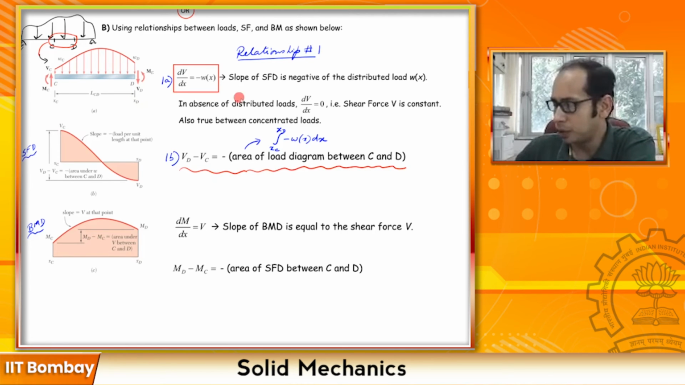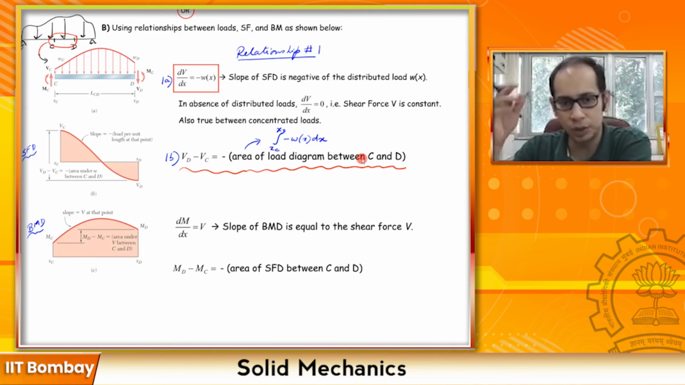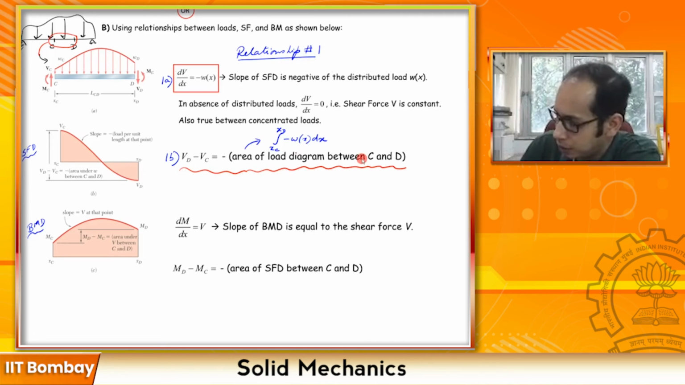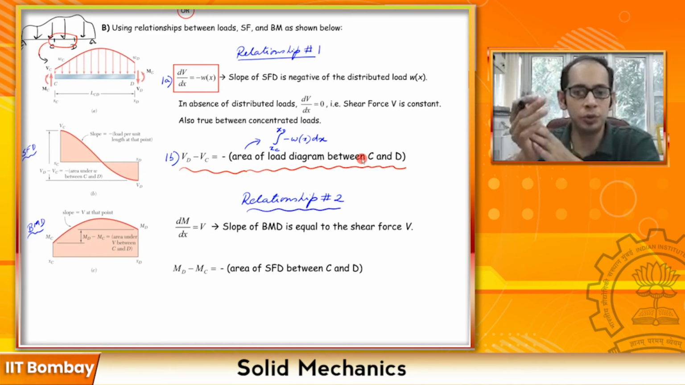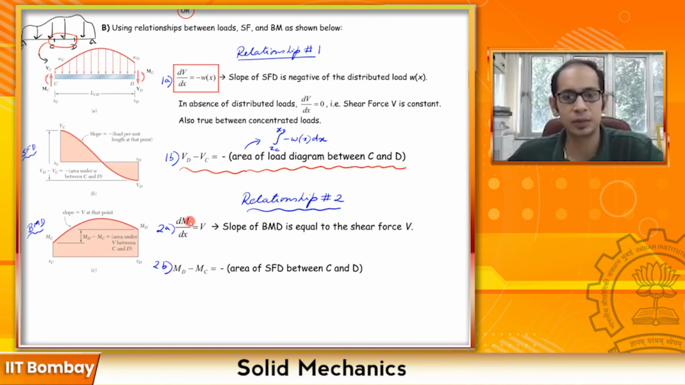Now coming to the last relationship, or the relationship 2, which again relates your W to the moment. So let's just write that down. So this is our relationship 2. So the relationship 2 states, so if this is my 2A, similar to what we had over here, 2A is the derivative of the moment. So this was a derivative of the shear, this is a derivative of the moment. So the moment diagram.